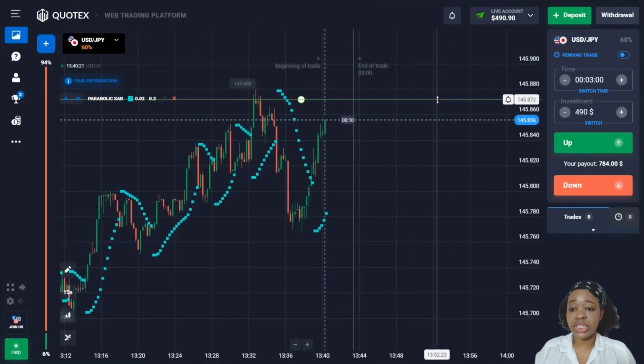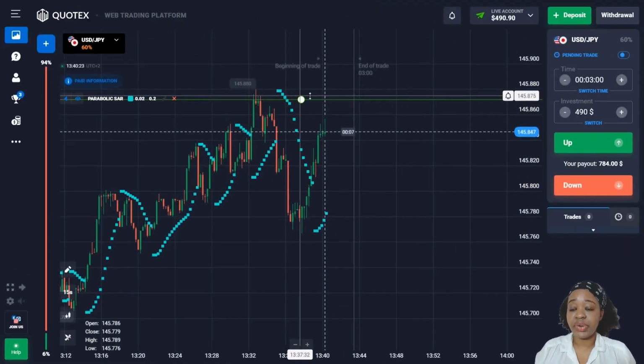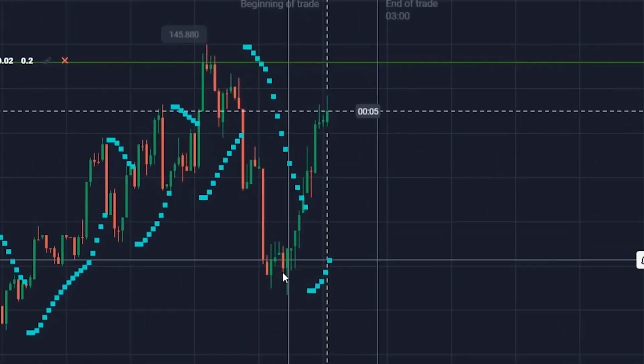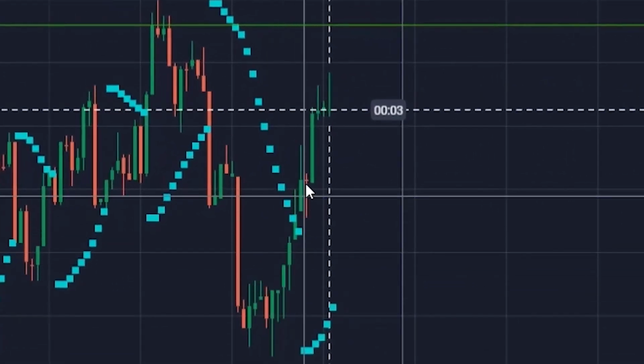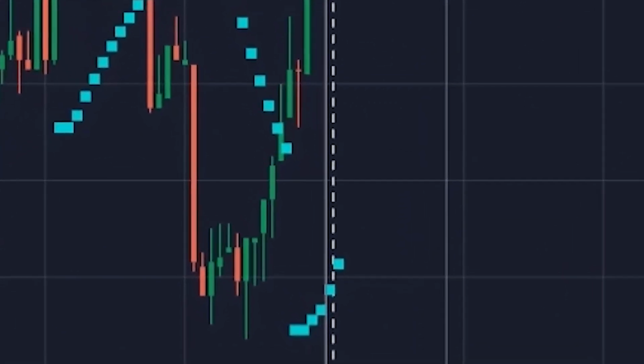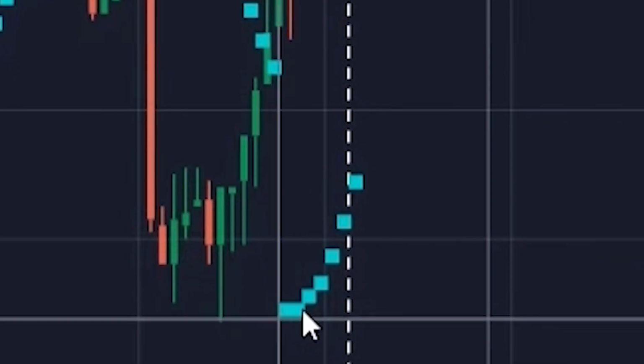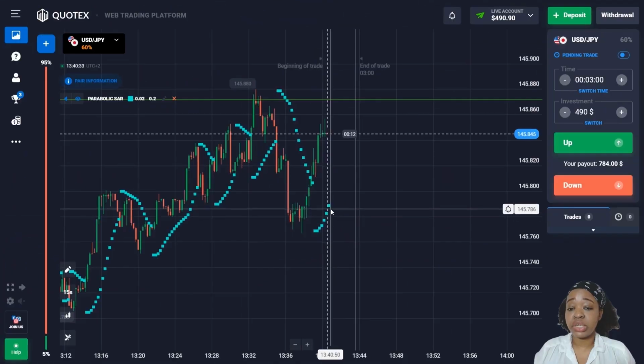Here you can see the resistance level. Also you can see that currently the price is moving to the level and green candlesticks are forming. Also you can see that the points are formed under the graph. This means that in the near future the movement is expected to go up.